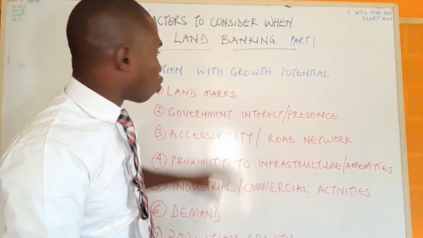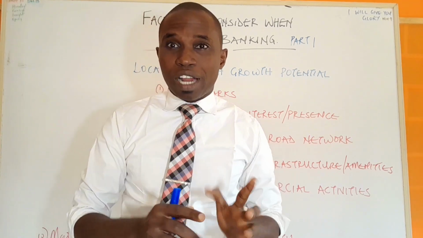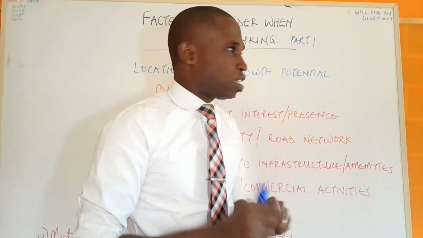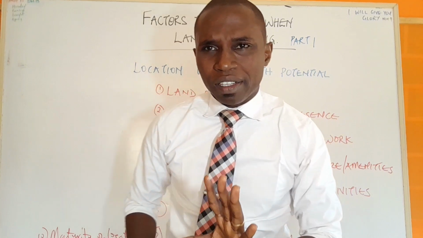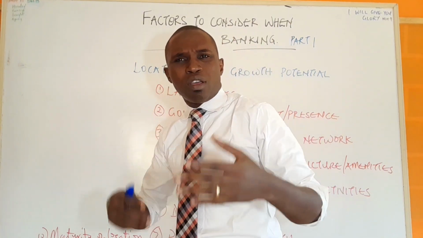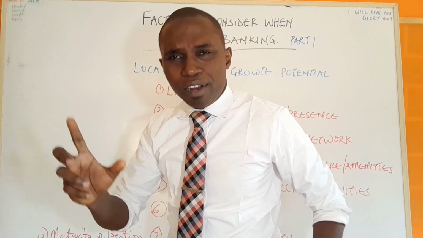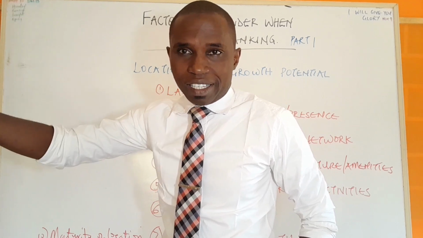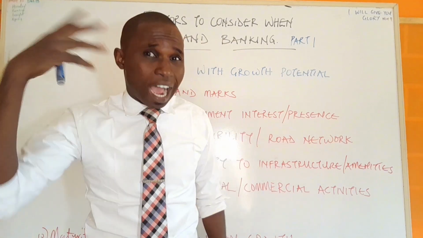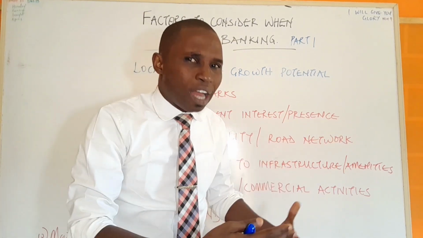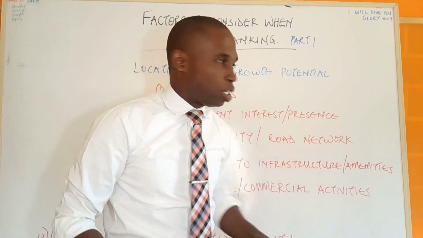So let's quickly run through it, and in subsequent videos I will be picking them maybe one after the other for thorough explanation. Number one thing you need to look at is the location with growth potential. How do you know whether the growth potential of any location is on the high side, because the growth potential is either low or high? What are those things that will usually indicate that the location you have picked has a high growth potential? So let's look at it.